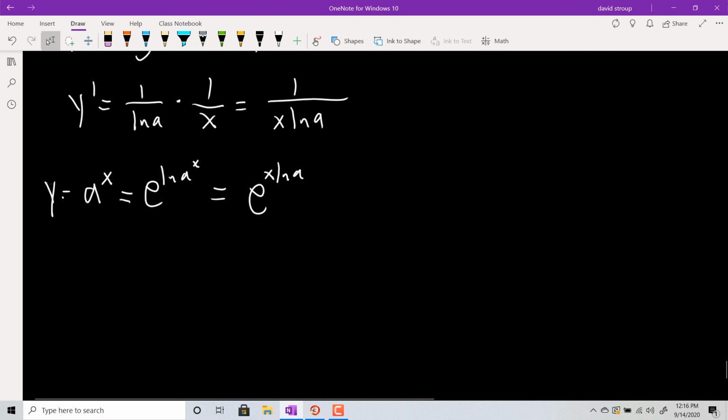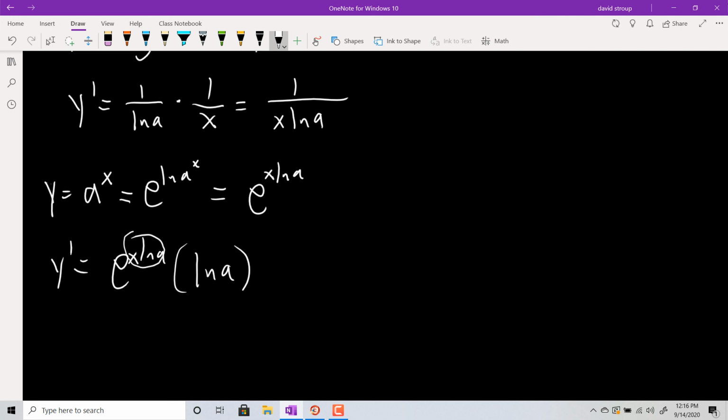I got y equals a to the x, which is e to the x ln of a, y prime. When you take the derivative of an exponential, you just get that exponential right back. And then by the chain rule, you have to take the derivative of the guts of the exponential. And the guts of the exponential are in the exponent here. So the derivative of that will just be ln a.